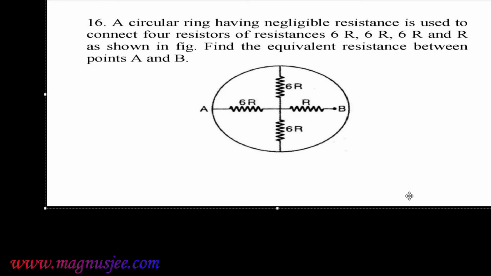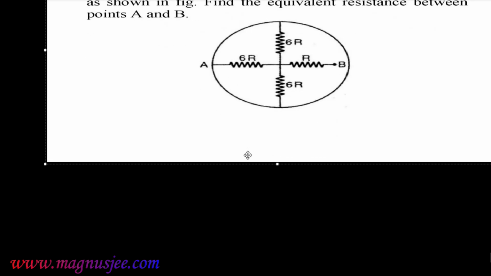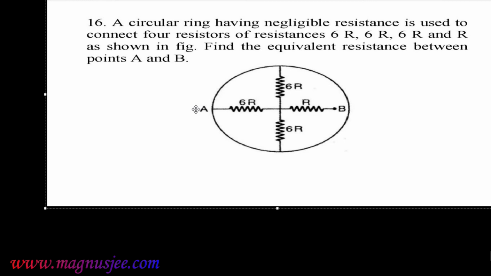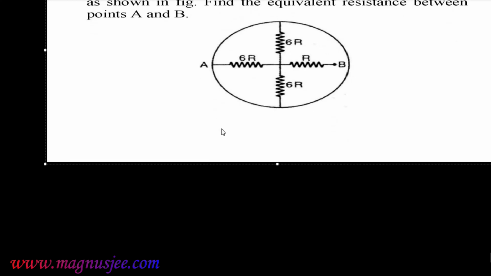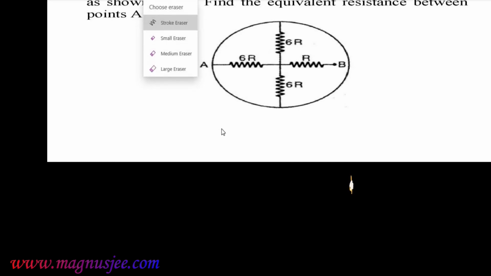Now numerical number 16. A circular ring having negligible resistance is used to connect 4 resistors of resistances 6R, 6R, 6R, 6R as shown in the figure. Find the equivalent resistance between the 2 points A and B in the diagram.